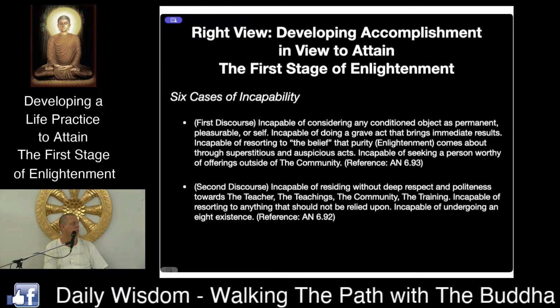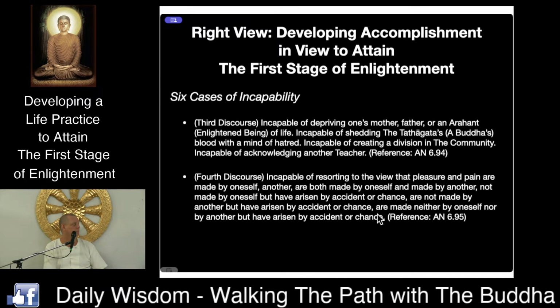So the Buddha is saying someone who's getting to the first stage of enlightenment, essentially they have accomplishment in view, they would be incapable of being reborn an 8th time. It's only going to be a maximum of 7 times. Some people might be reborn 2 times or 3 times, but a maximum of 7.